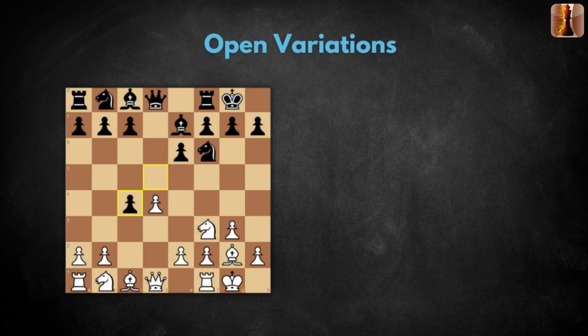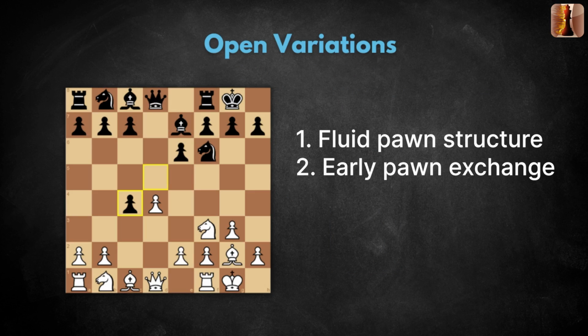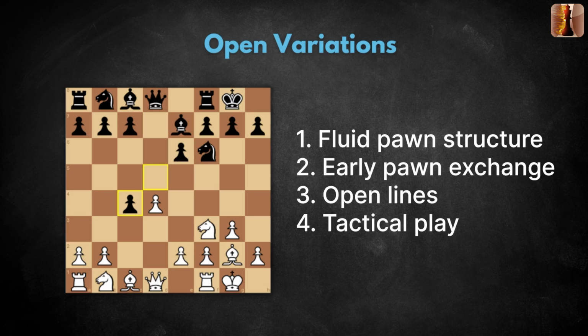In open variations, the pawn structures are a lot more fluid, because one or more pawns are exchanged early on in the game. In open variations, the lines are quite open. By lines, I mean files and diagonals, so that pieces can move around a lot more freely, specifically rooks, bishops, and queens. Open variations are typically characterized by tactical play, as fewer pawns on the board mean greater mobility for pieces and more immediate contact between opposing forces.